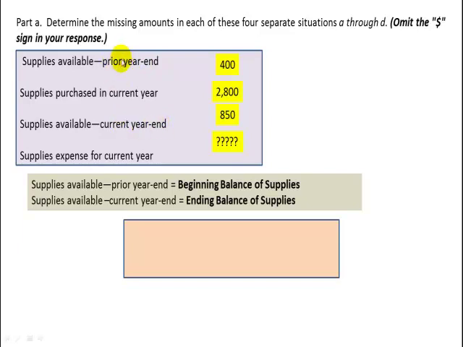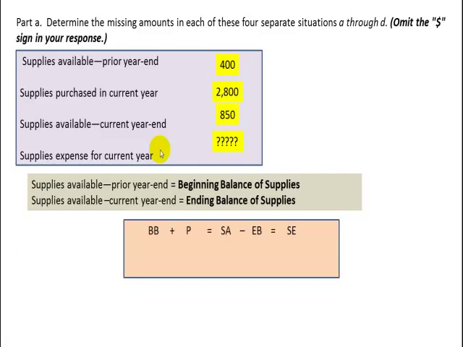So the beginning balance of supplies was $400. We purchased $2,800 worth of supplies. The ending balance of supplies was $850. And what we're looking for, the unknown, is the supplies expense for the current year. So, keep in mind those little word changes.